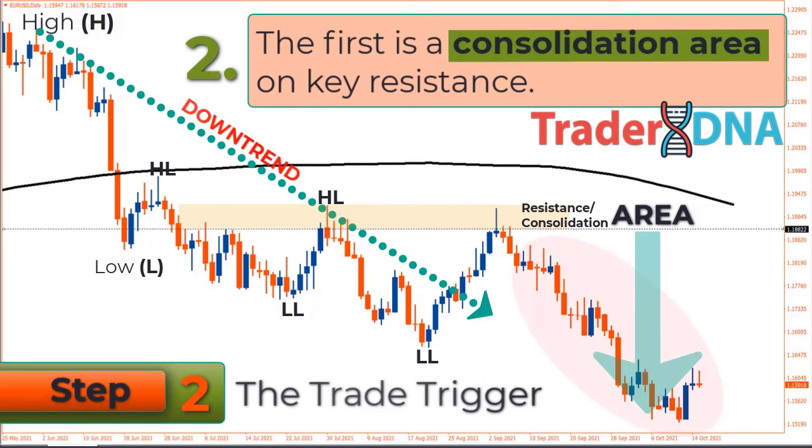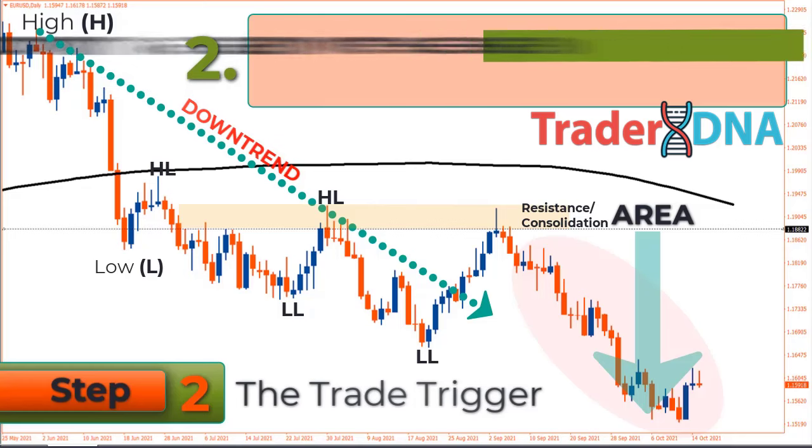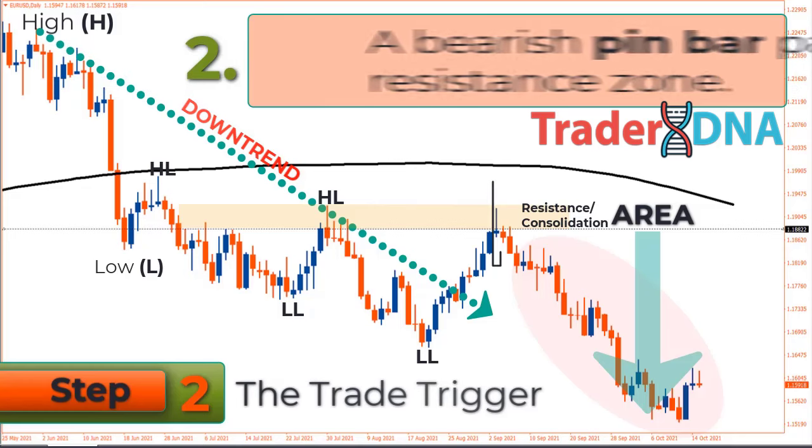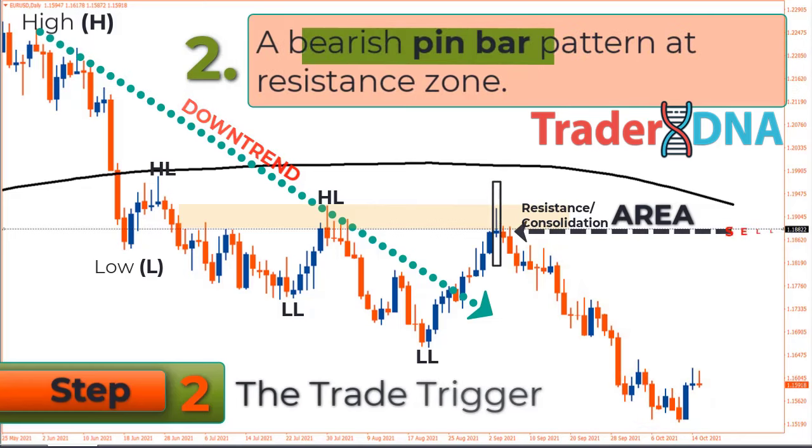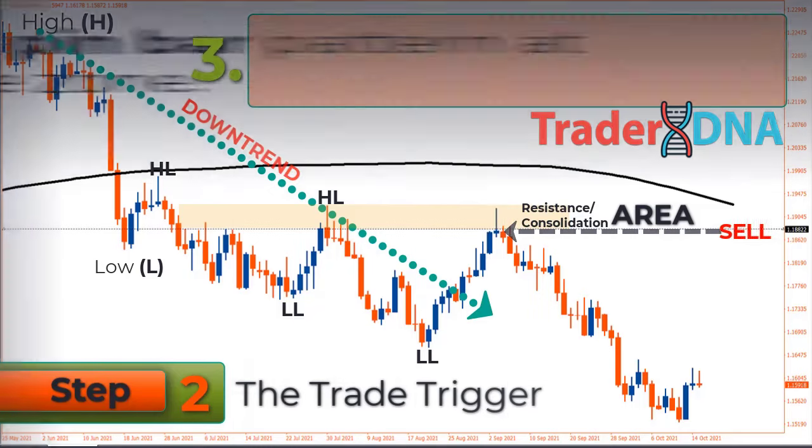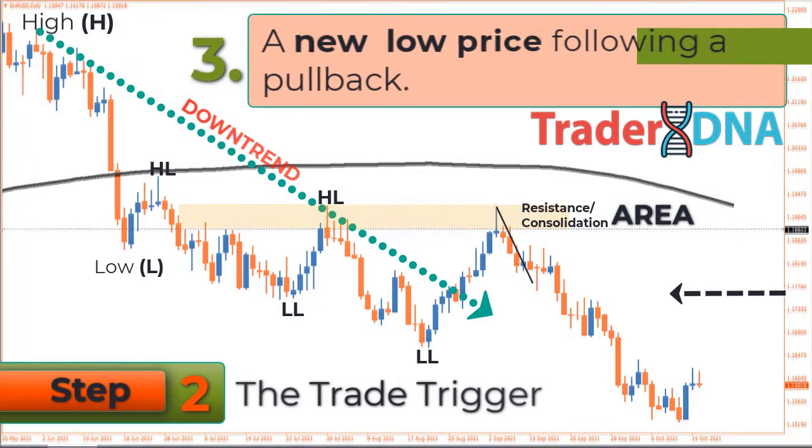Second, another possible trade trigger is a bearish pin bar pattern at a resistance zone. A short is triggered when the bearish pin bar closes below the resistance zone or consolidation area. The third trigger to sell is a rally to a new low price following a pullback.